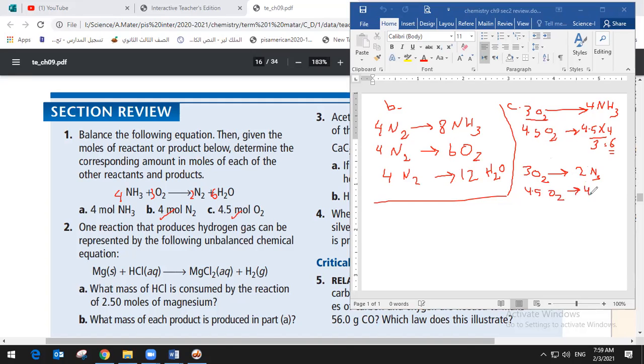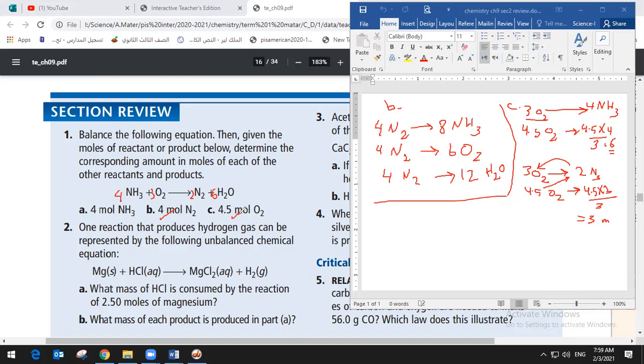So it will be 4.5 multiply 2 divided by 3. Yes or no? Cross multiplication will multiply this and divide over this. Yes? So it's 3. Good. Okay, 3 moles.